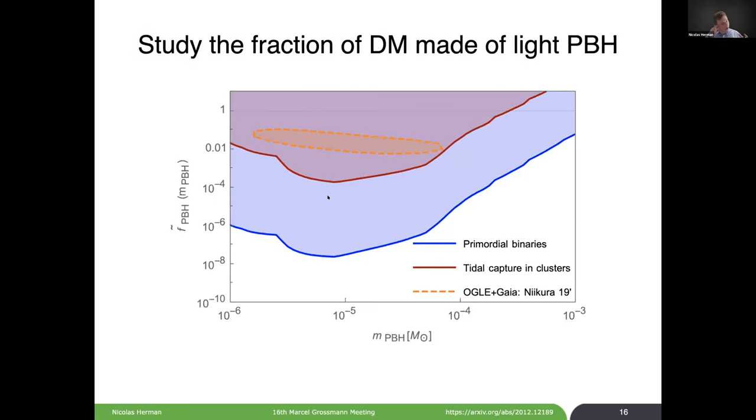We can also set an arbitrary experimental limit, 10 to the minus 10 watts, and see which fraction of dark matter made of light primordial black holes we can maybe detect with this kind of detector. In yellow is the limit for light primordial black holes from microlensing observations. Here you have the expected limits with our detector for tidal capture in clusters of primordial black holes, and here for isolated primordial binaries. So we can reach a quite low value for the fraction of dark matter made of light PBH for the 10 to the minus 5 solar mass.